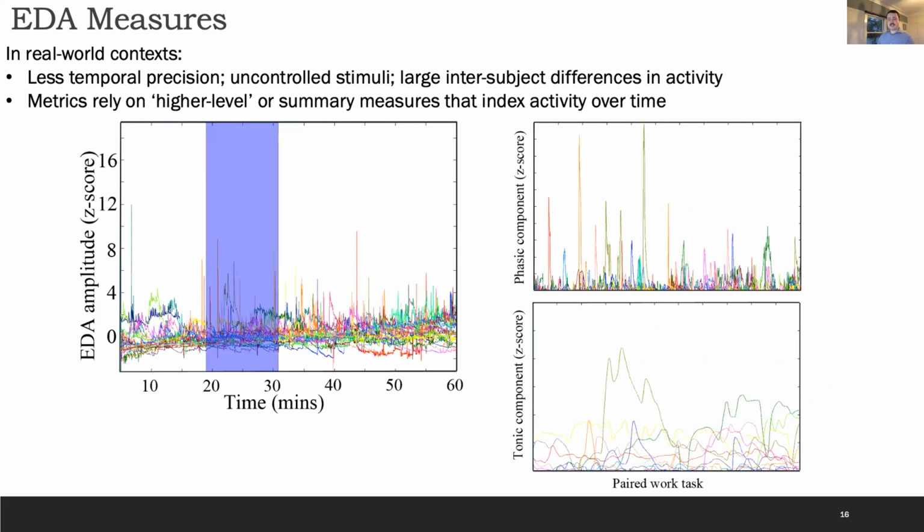However, when we're taking these measures into real world contexts, which for me typically means classrooms, we have a lot less temporal precision. That is to say, it's a lot harder to know exactly when things are occurring to match it up with the physiological activity. And the major hurdle is we have zero control over what's happening in a classroom.